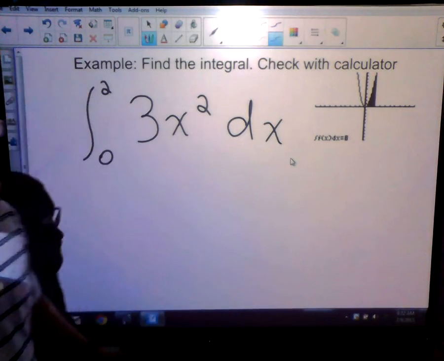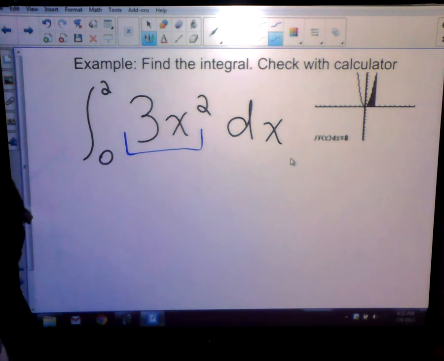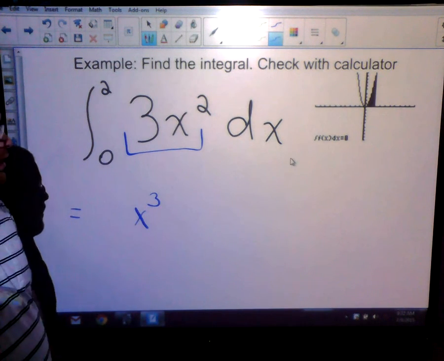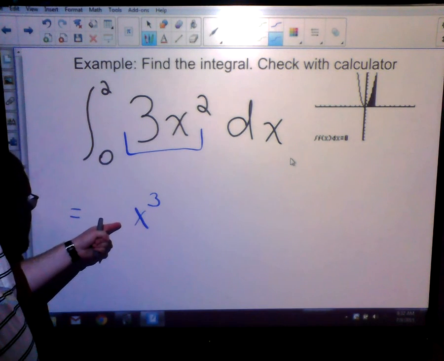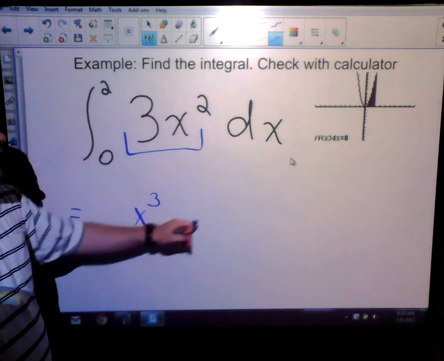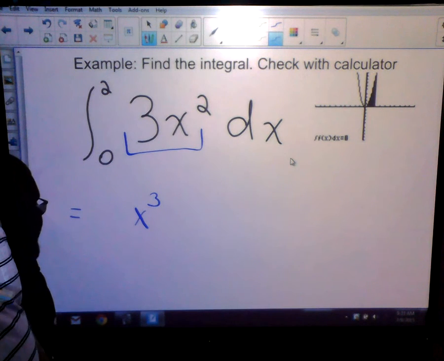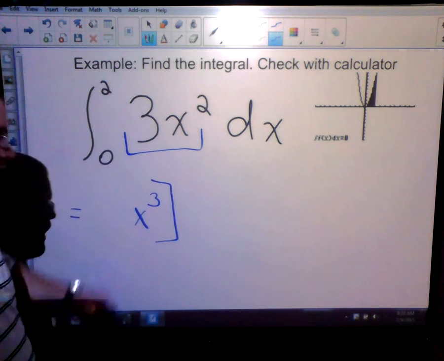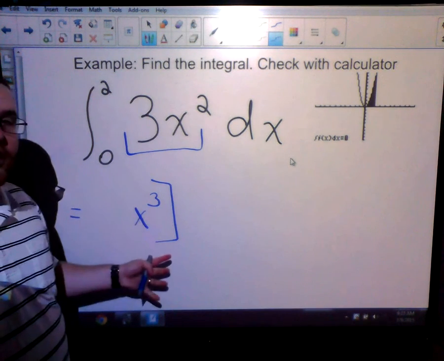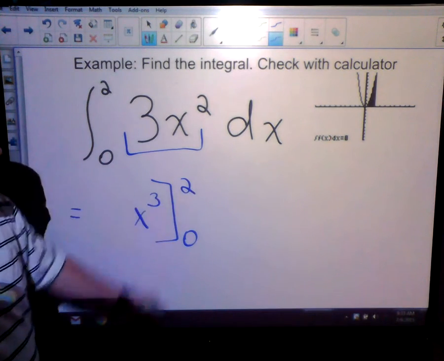Step 1, do an antiderivative. What is the antiderivative of 3x squared? Well, raise that by a power, and you get x to the third. Put a 1/3 in front, but the 1/3 and the 3 will cancel. So the antiderivative is x cubed plus c. But I don't need a plus c because I know what I'm evaluating between. I know exactly what I need. So I don't need a plus c. I put this little thing right here to tell me that I need to evaluate it. But what are my two bounds? Well, the bottom one is 0, and the top one is 2.